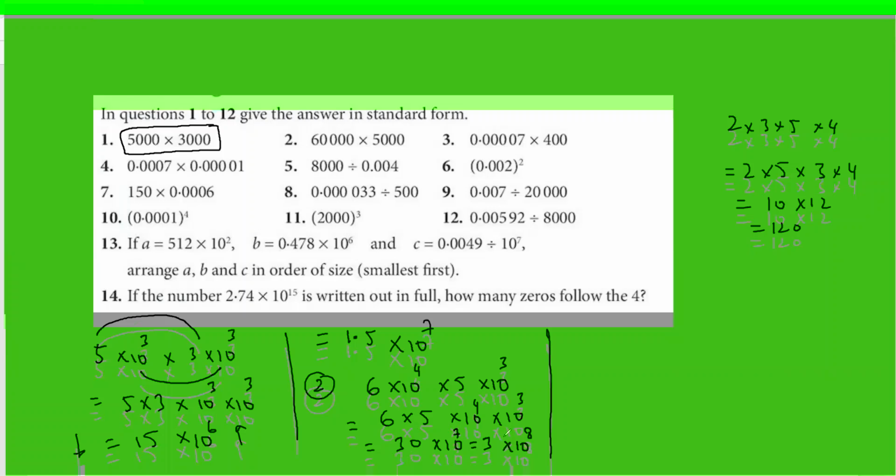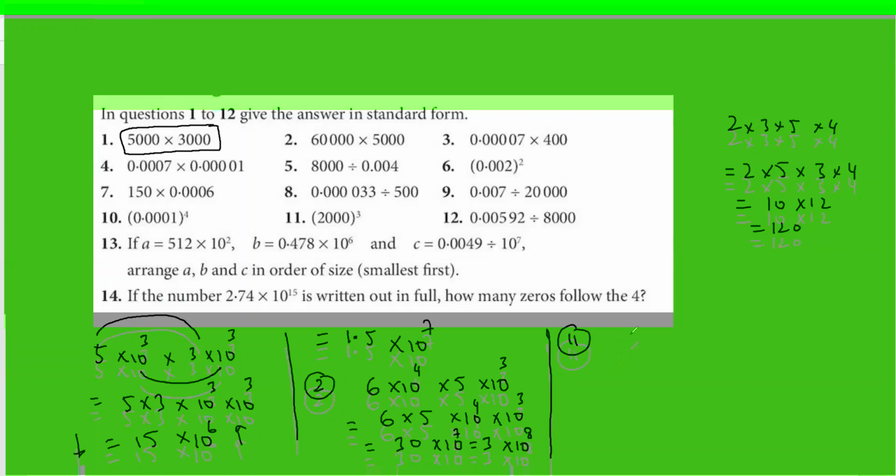Which question should we try? In question number 13, it is asking for the order. Now look at the 11th question.